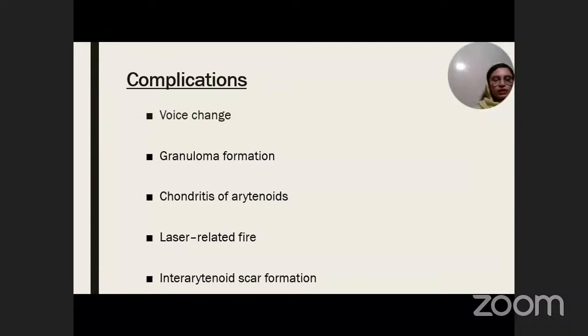Complications of laser chordectomy include voice changes, granuloma formation, contractures of arytenoids, laser-related fire, and inter-arytenoid scar formation. The use of systemic corticosteroids and systemic antibiotics is generally recommended in each of the described endoscopic procedures. Topical fibrin glue may decrease scarring and hasten healing at the surgical site.